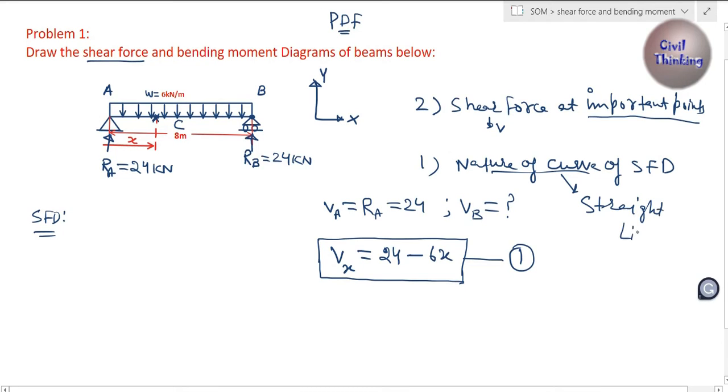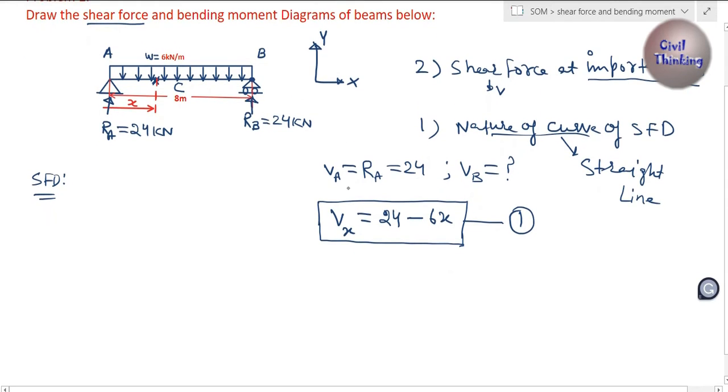Straight line. Okay, we get the nature of this. Now from this equation we are going to find the shear force at any distance. For example, we already know the shear force at A is 24. Actually, we don't even need to do this. We can find the shear force at every point using this equation.